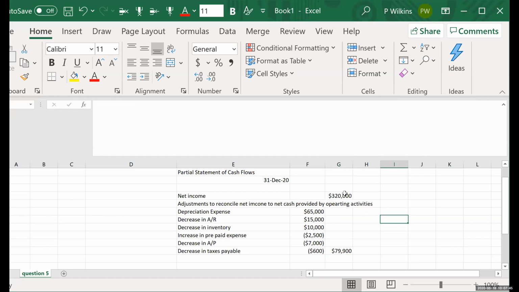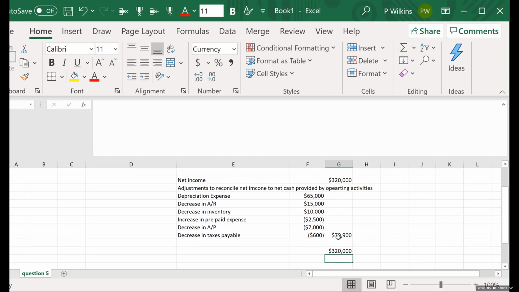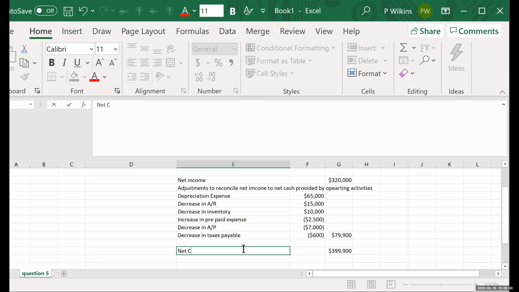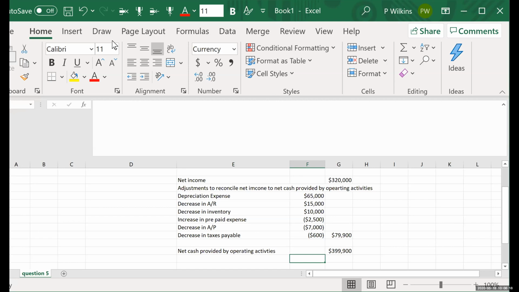Okay, so now we take the 320 plus the 79.9 together. And that's going to give us 300, or oops, what did it do? Sorry. I don't know why this thing keeps doing this. 320 plus the 79.9 is $399,900. So that is called net cash provided by operating activities.